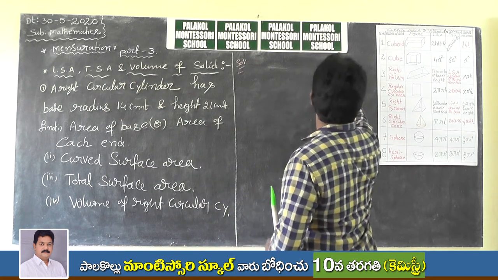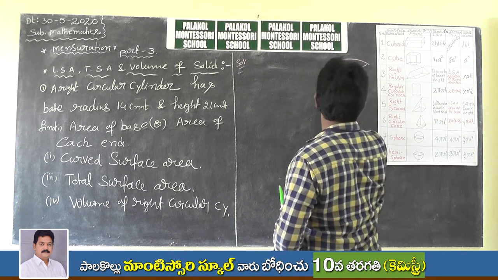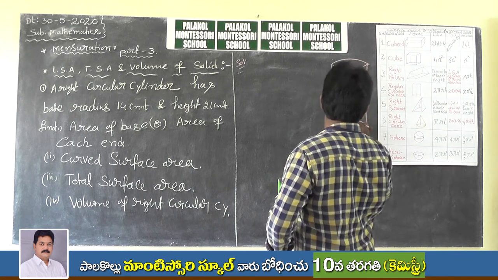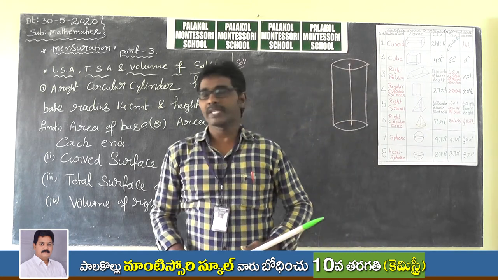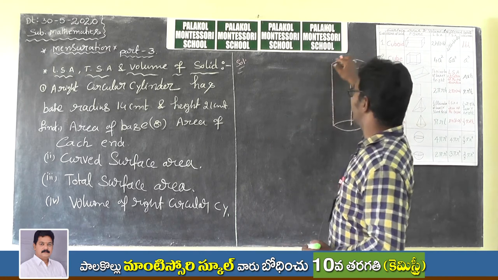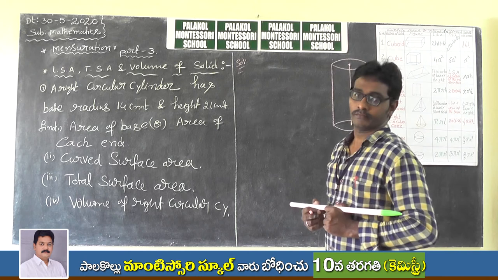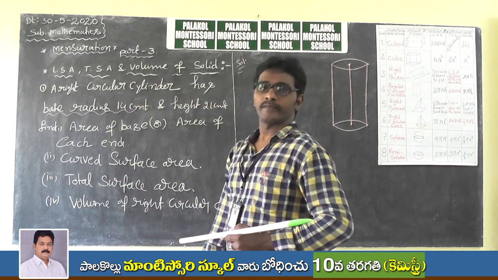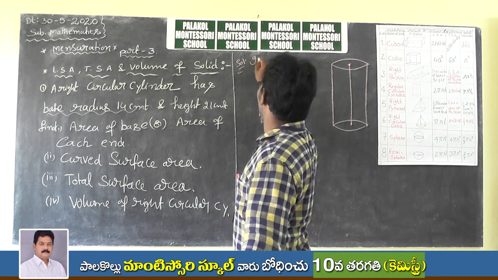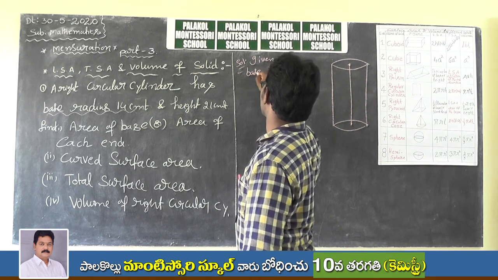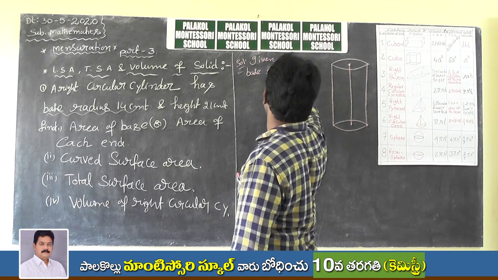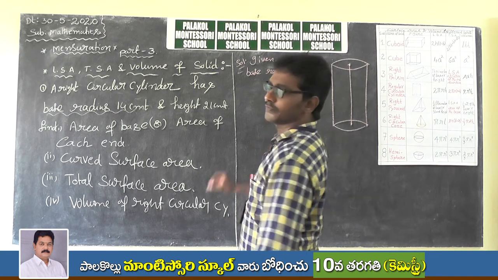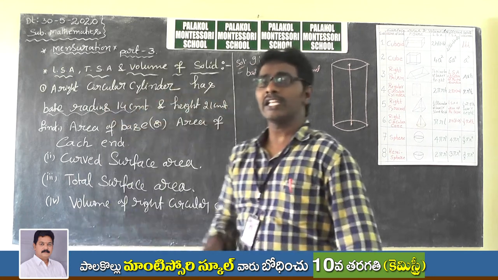So I draw the right circular cylinder. Already you know this information, which I covered in the previous session. Now, what information is given here? Base radius is given, base radius is equal to 14 centimeters. Simply write r is equal to 14 centimeters. That's one.